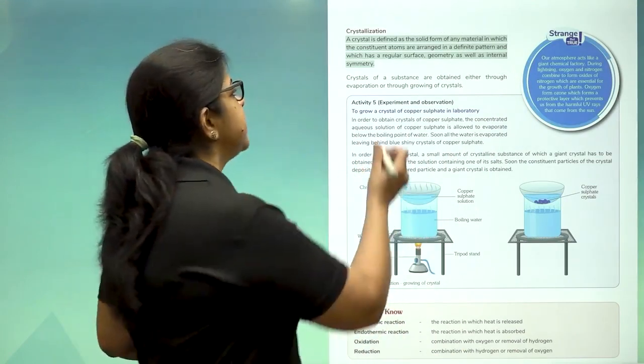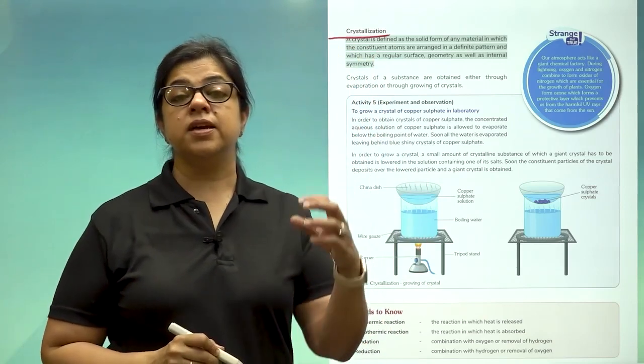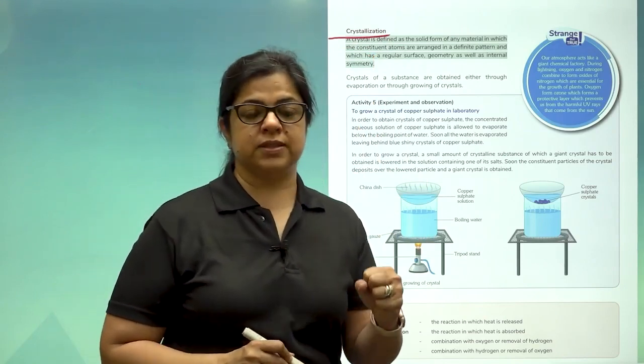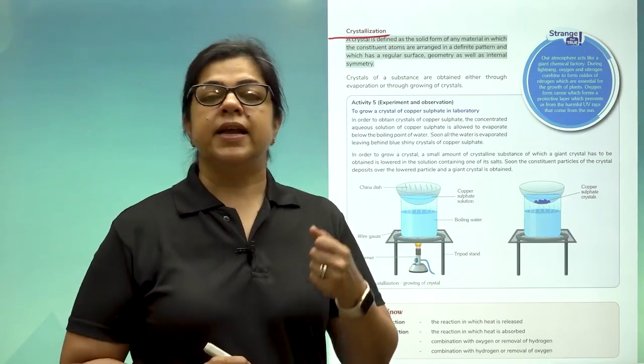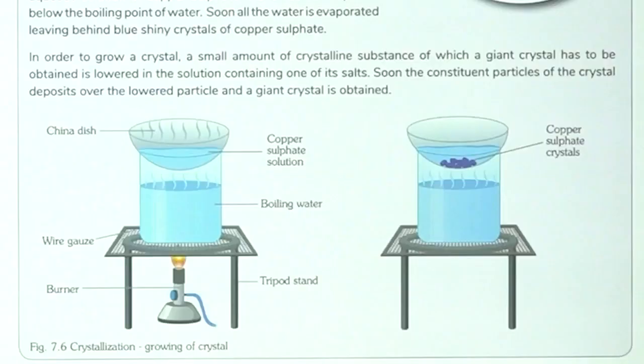Another example is crystallization. In a crystallization reaction, the crystals of the substance that we need are formed. Let us understand with this activity given in your book. The activity tells us how to create crystals of copper sulfate in a laboratory. In order to obtain crystals of copper sulfate, the concentrated aqueous solution of copper sulfate is allowed to evaporate below the boiling point of water. Soon all the water is evaporated, leaving behind blue shiny crystals of copper sulfate.